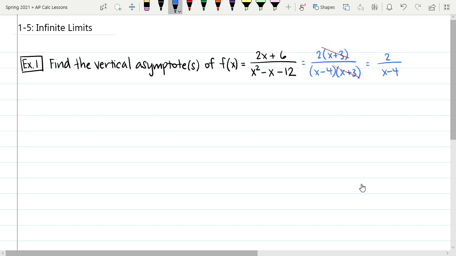So remember, what this means then is the graph of 2x plus 6 over x squared minus x minus 12 is going to behave the exact same way as this function here, 2 over x minus 4, except at negative 3. Remember, as you just learned a couple of days ago, at x equals negative 3, this function will actually have a hole in the graph. It will have a removable discontinuity. But at x equals 4, we have a non-removable or essential discontinuity. And for rational functions, that takes form as a vertical asymptote. So for this particular example, there's a vertical asymptote at x equals positive 4.